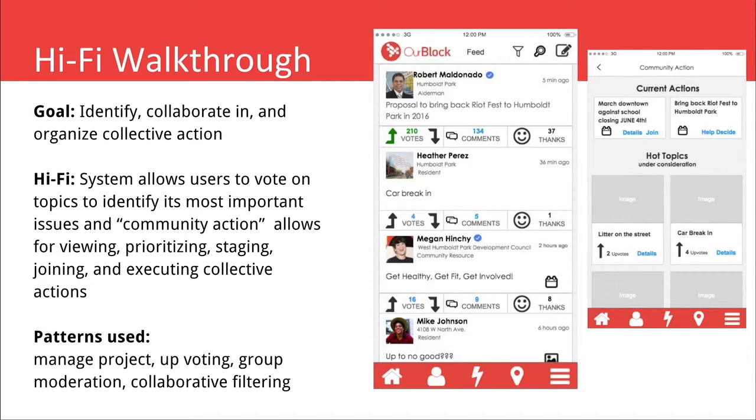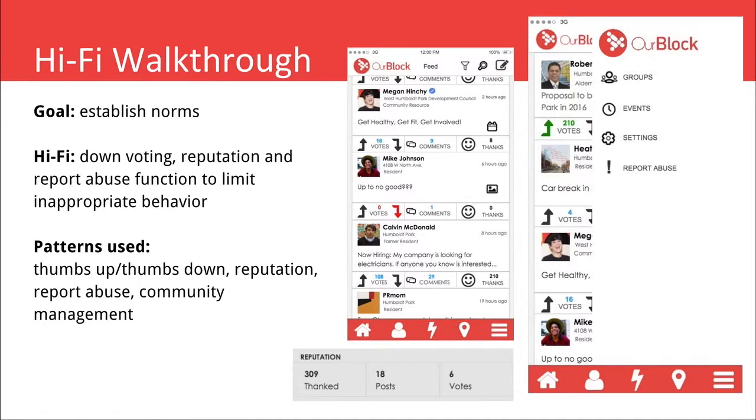Our third goal was to allow users to identify, collaborate in, and organize collective action. Our system allows users to vote on topics to identify the most important issues. The community action page allows for viewing, prioritizing, staging, joining, and executing collective actions. The patterns used here are manage project, upvoting, group moderation, and collaborative filtering. Our fourth goal was to establish norms. We designed for this by implementing downvoting, reputation, and a report abuse function to limit inappropriate behavior. The patterns used here are thumbs up, thumbs down, reputation, report abuse, and community management.